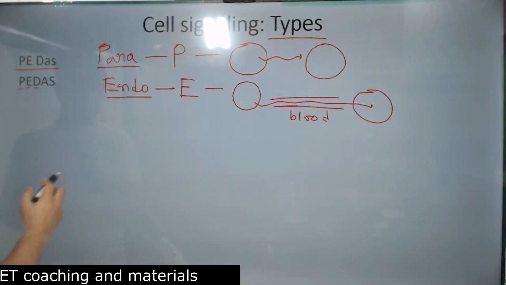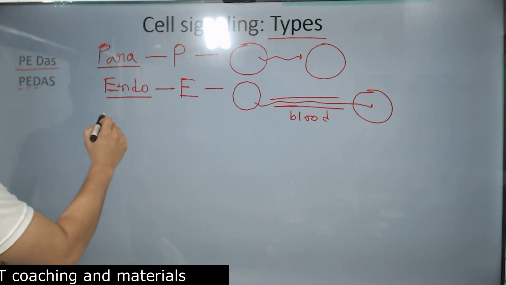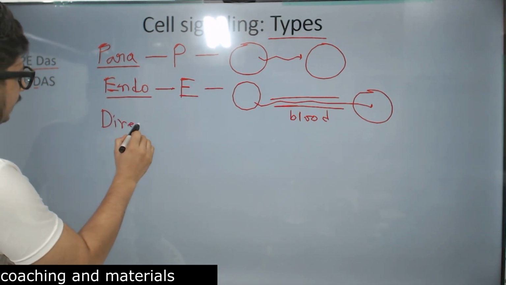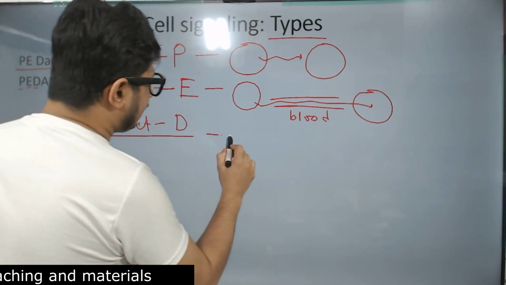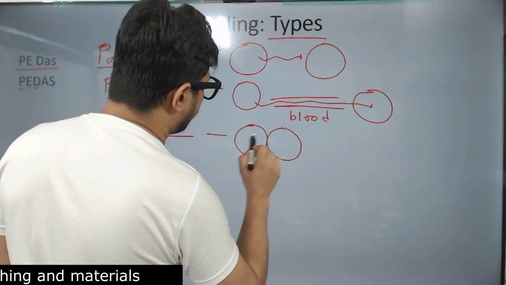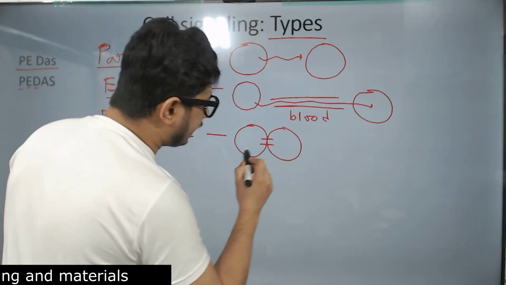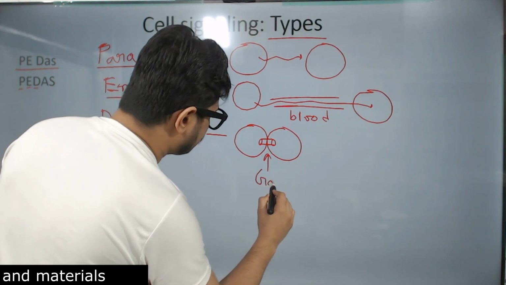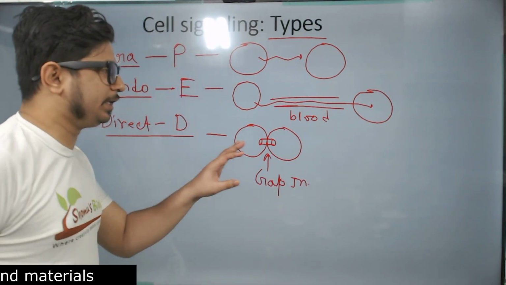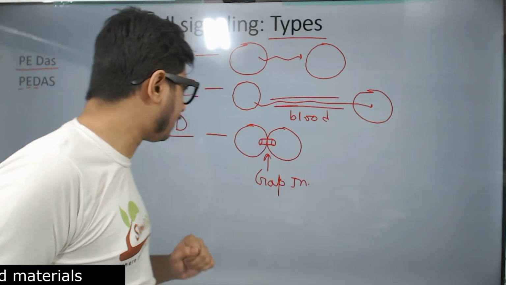Then what we have? We have D. D for direct cell-cell interaction, direct cell-cell contact. So in this case, two cells will be in direct physical contact to each other, and generally they are connected via what is known as gap junctions. This is what they use for the signaling, direct cell-cell contact.